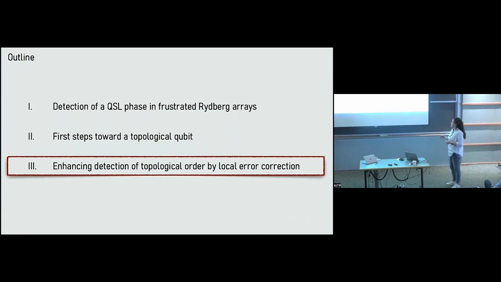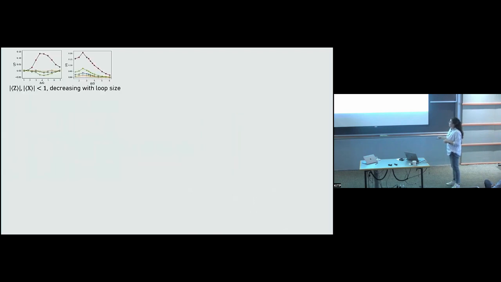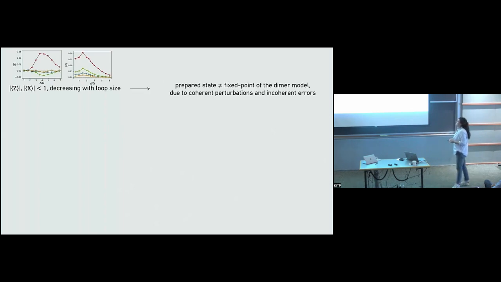As we were saying, we clearly see that the expectation values that we measure for x and z on closed loops are smaller than 1, significantly smaller than 1, and they decrease with the loop size, which means that the state we're preparing is different from the fixed point of the dimer model. And this is due to both coherent perturbations and incoherent errors.